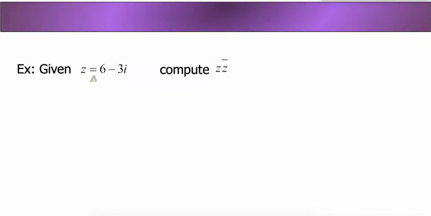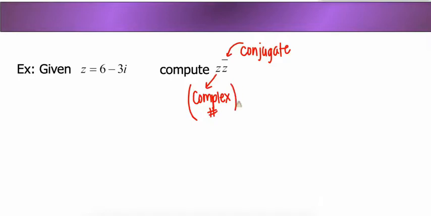Here we're given a complex number, 6 minus 3i, and we're going to use the notation that that complex number is z, and it's asking us to take z times z with this bar over it. Remember that the bar means conjugate. So I'm going to translate this just into words. This right here is a complex number, so we're going to take the complex number and we're going to multiply it by the complex conjugate.